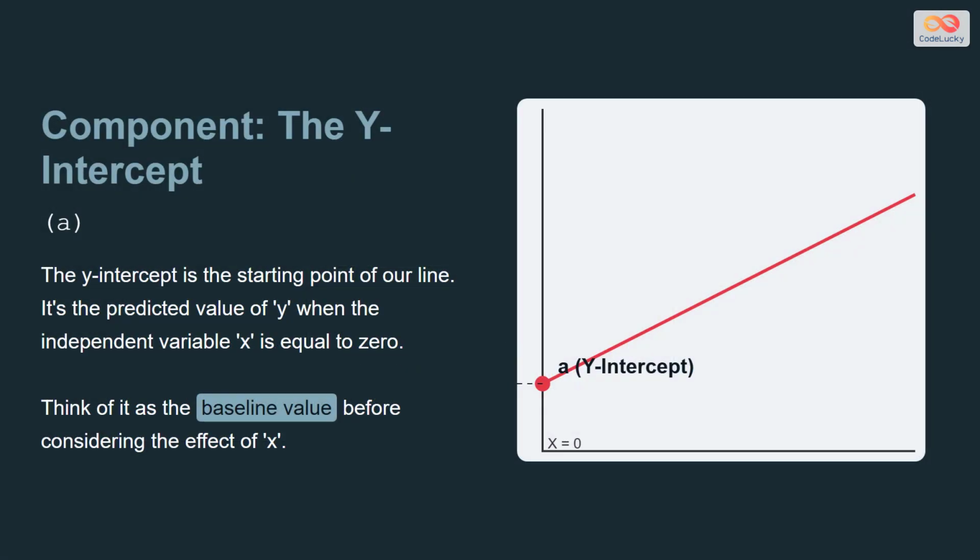Let's look at our first component, the Y-intercept. This is essentially the starting point of our line. It represents the predicted value of the dependent variable when the independent variable x is 0. You can think of it as a baseline value before we even consider the influence of x.